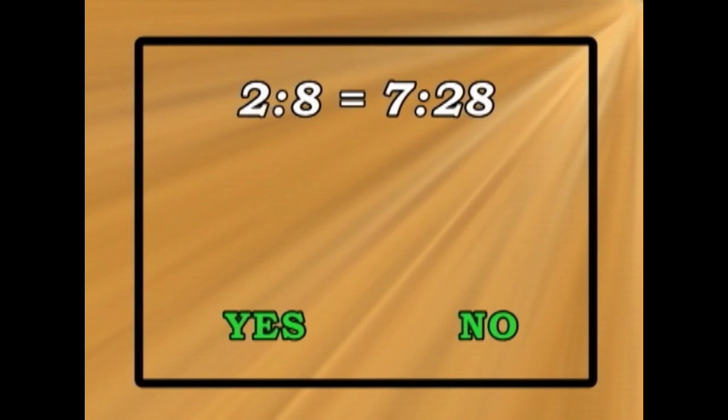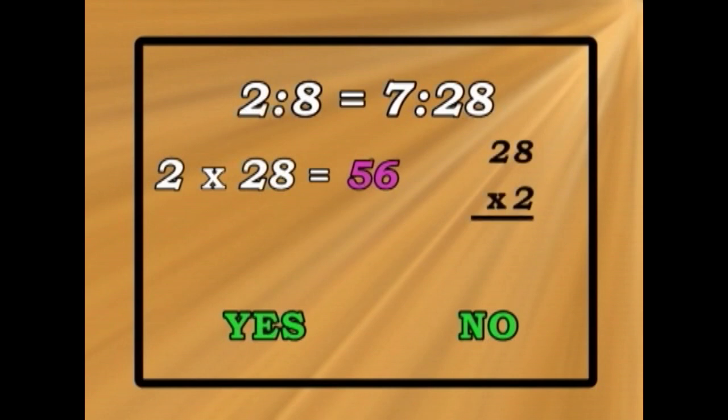First of all, let's look at the first one. 2 to 8 equals 7 to 28. Let's work with the extremes. That's 2 and 28. 2 times 28 equals 56. Because 2 times 8 is 16, carry the 1, 2 times 2 is 4, and 1 makes 5, 56. So we know that the extremes equal 56.